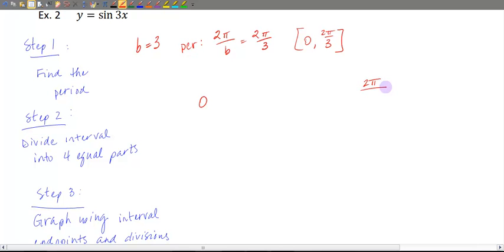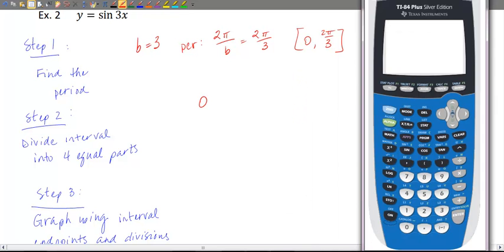So the way that I do this is I draw 0 and 2 pi over 3. Remember, when we did this before, we want to find out what's halfway between 0 and 2 pi over 3. So on my calculator, I'm going to treat 2 pi over 3 as 2/3. So I say 2/3.